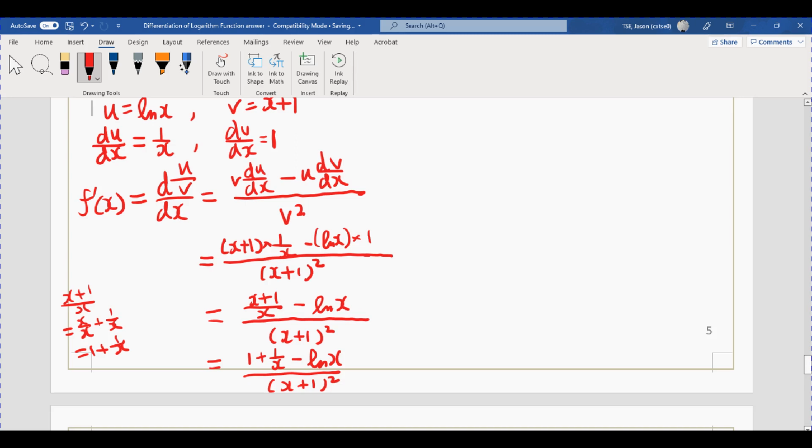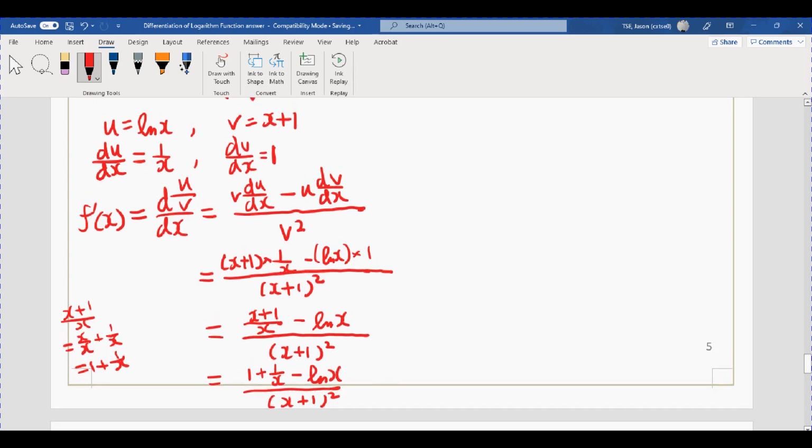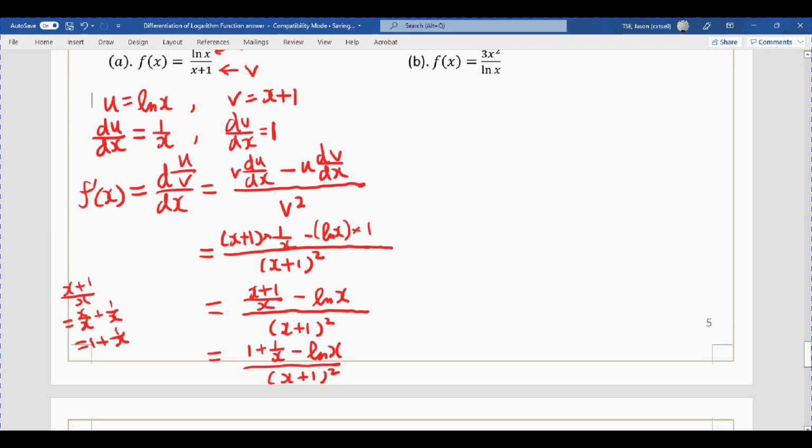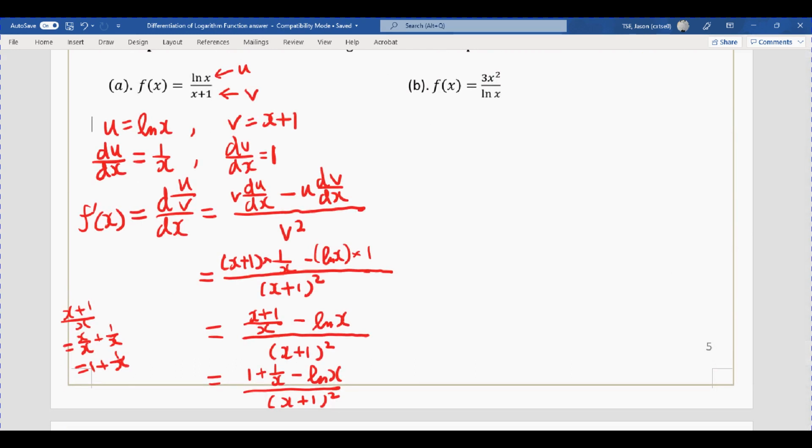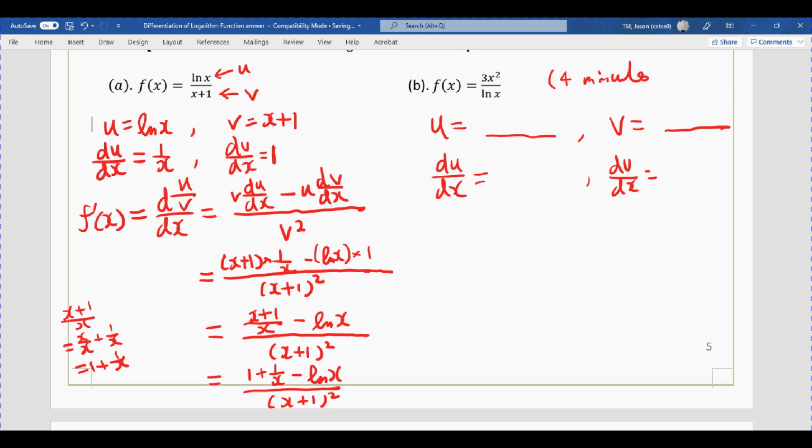Good. All right, so for the next one, pretty much you can see a quotient right here, so you can use the quotient rule, right? Try to get your u and your v, and your du over dx and your dv over dx over here. Then apply the rule. I'm going to give you 4 minutes on this one. So pause your video, spend at least 4 minutes, and try to get your answer, okay?